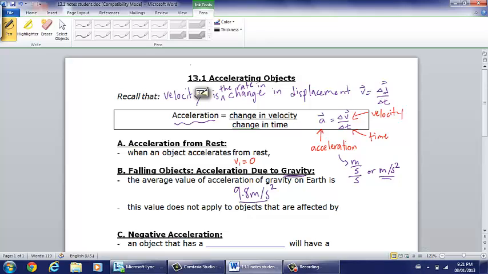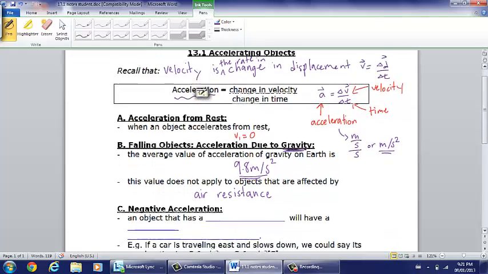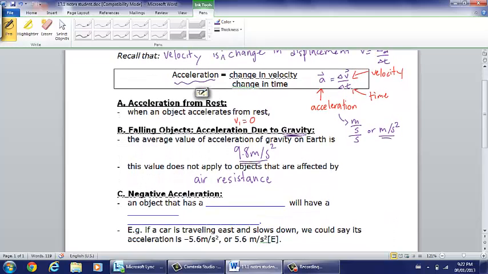This value, this 9.8 meters per second squared, doesn't apply to objects that are affected by air resistance. Objects that have a large surface area have a large air resistance and will not accelerate due to gravity at the rate of 9.8 meters per second squared. They'll be slower as they're slowed down by air resistance.